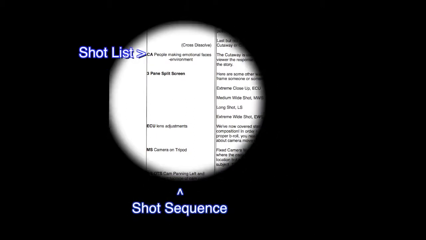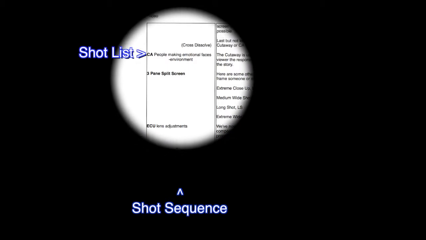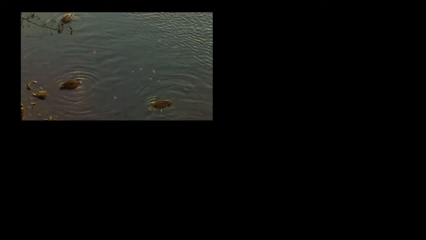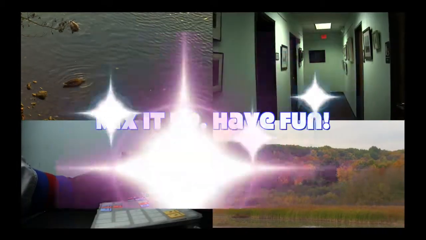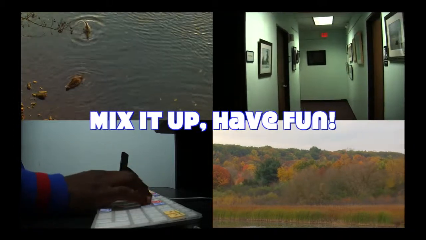When working on a script or directly with a producer, there are a series of commands that make up a shot list. It's a shorthand of shots that make a video package complete. This is known as a shot sequence. There's a basic formula to follow, but ultimately the creativity is in your hands. So mix it up and have fun.